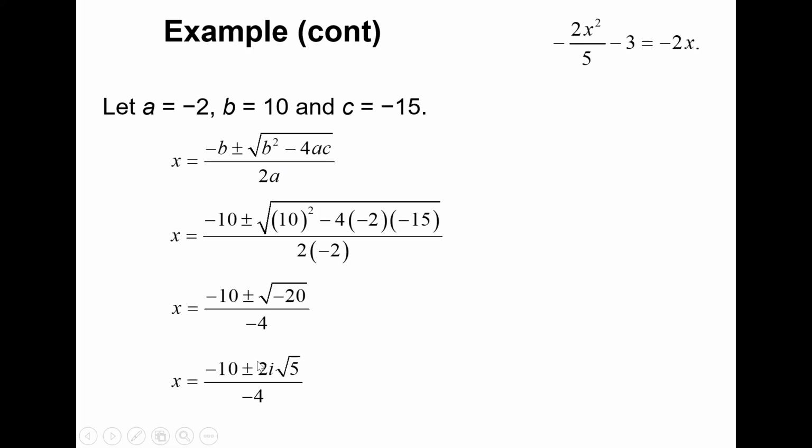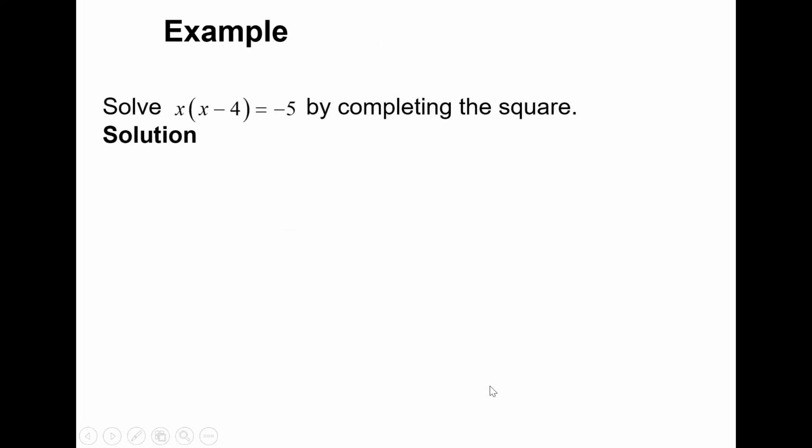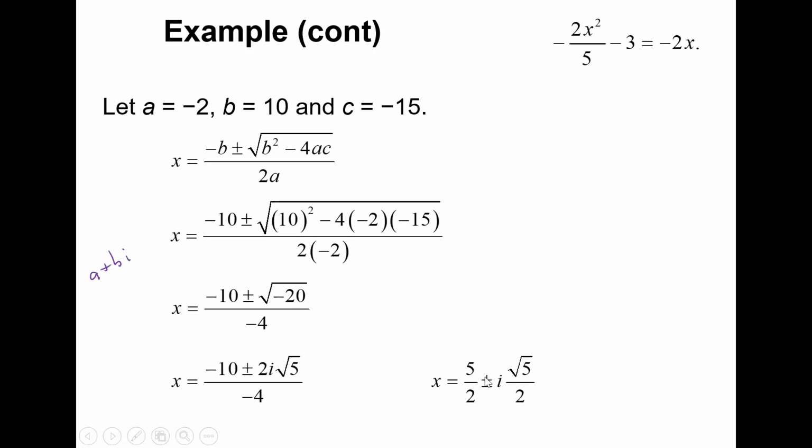So we pull it out and we have minus 10 plus or minus 2i square root of 5 over a negative 4. Again, they want it in the form a plus bi. So we have to split this apart into 5/2 plus or minus i square root of 5 over 2. Now here, that's both answers in one because we have the plus and the minus. But what we could do is plug it into the plus of it and a minus of it and have the two split apart if they actually want that.